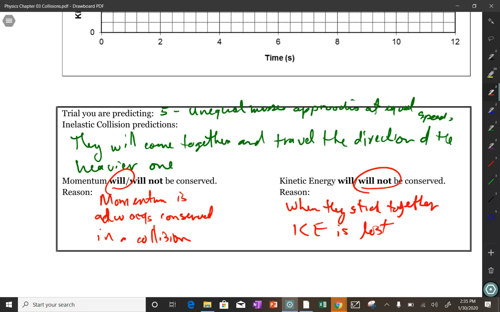Our computer, it's not set up, it's not working. Okay, so after we finish with the instruction, we can get that straightened out.